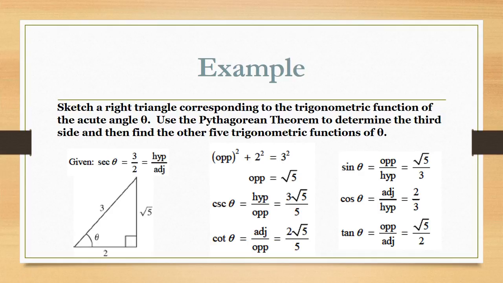Notice that the cosecant is 3 square root of 5 over 5. Now you might have written 3 over the square root of 5, which is correct. However, we do need to rationalize the denominator, which means we don't want to leave a square root in the denominator. So we're going to multiply the numerator and denominator both by the square root of 5. That gives us a denominator of 5 and the numerator of 3 square root of 5. Cotangent is the same thing.